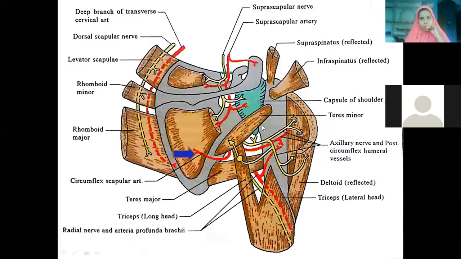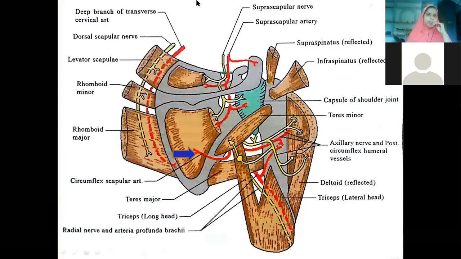So when you talk about this upper quadrangular space, what are the boundaries of this upper quadrangular space? Superiorly it is bounded by teres minor, inferiorly it is bounded by teres major. This is midline, medial border of the scapula, because I told you wherever we have glenoid cavity, that area is lateral. Wherever we have arm, that area is lateral. Okay, so medial border of the scapula is this.